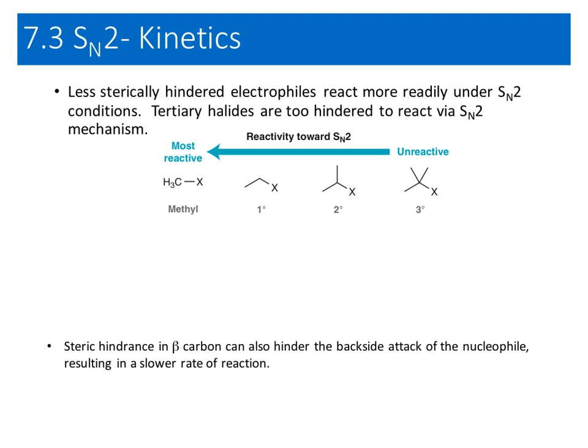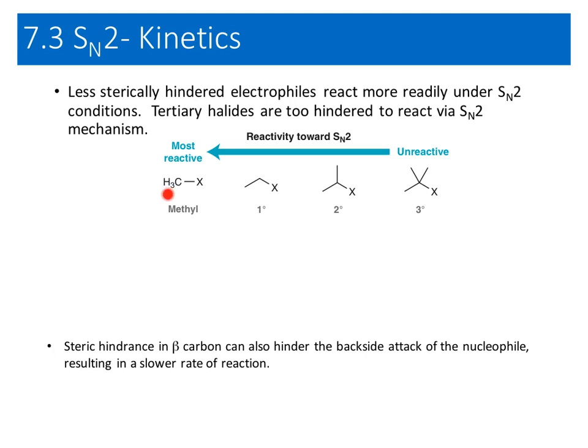What's the effect of the structure of the substrate in an SN2 reaction? The rate of an SN2 reaction is sensitive to the nature of the substrate. Because SN2 is a second order reaction, you can look at the rate law and see that the rate depends on the substrate. The less sterically hindered alkyl halides react more rapidly under SN2 conditions, meaning that the methyl halide is the most reactive alkyl halide under SN2 conditions.